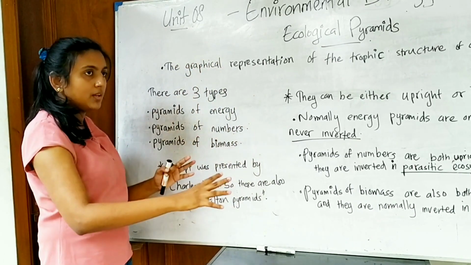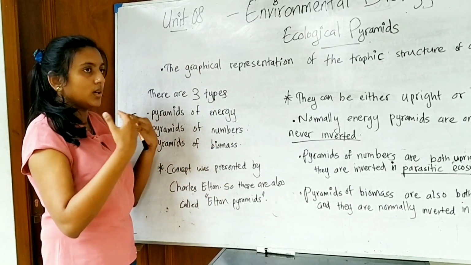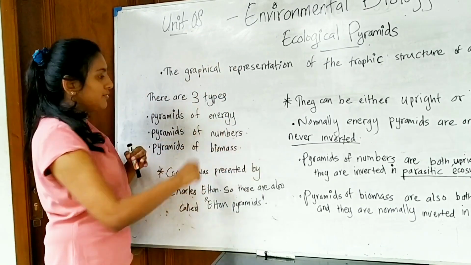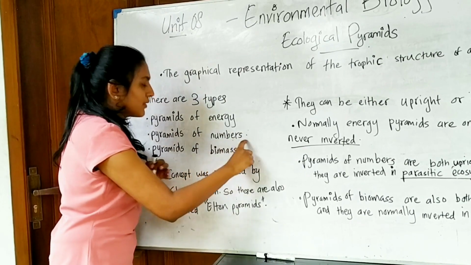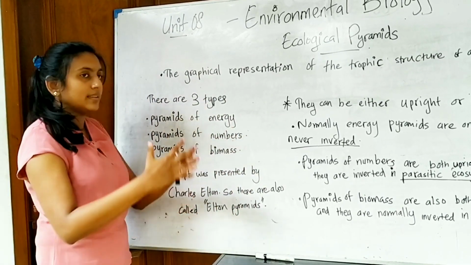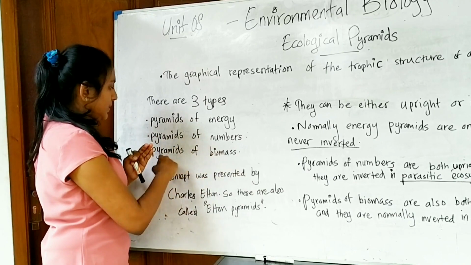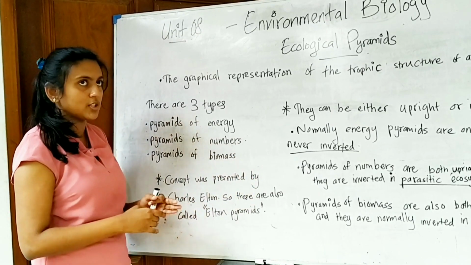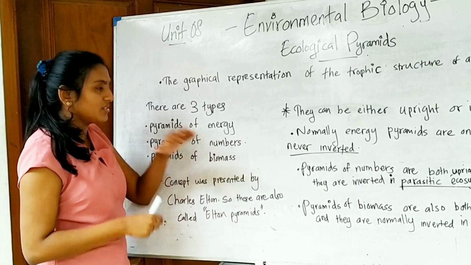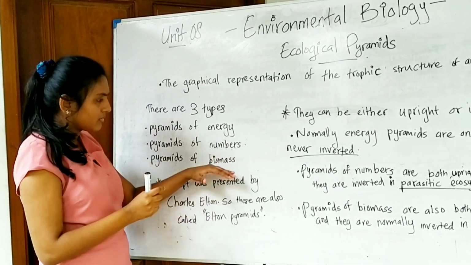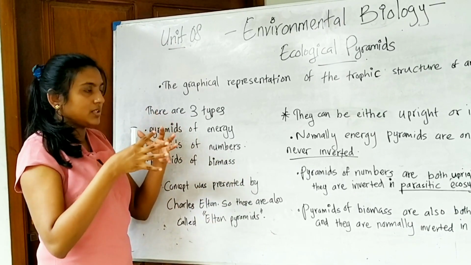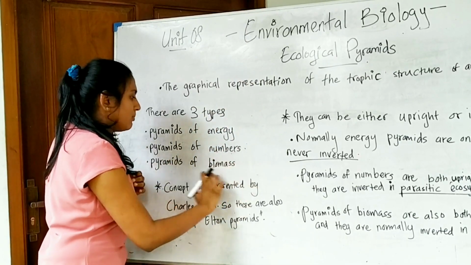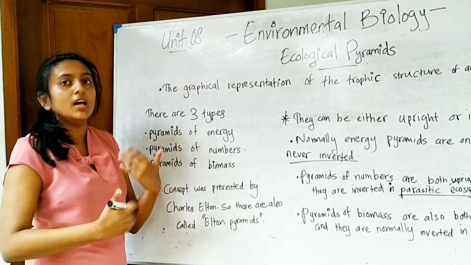we draw a pyramid, a graphical representation, to represent the trophic structure of that particular ecosystem in terms of energy flow. In pyramids of numbers, it's in terms of the number of organisms present in that ecosystem. Then in pyramids of biomass, the criterion we use is the biomass. Biomass means the dry weight. We represent the trophic structure of that ecosystem in terms of biomass in the pyramids of biomass.